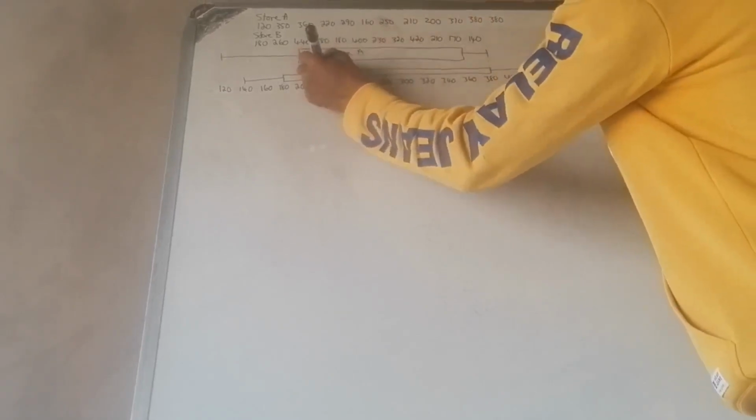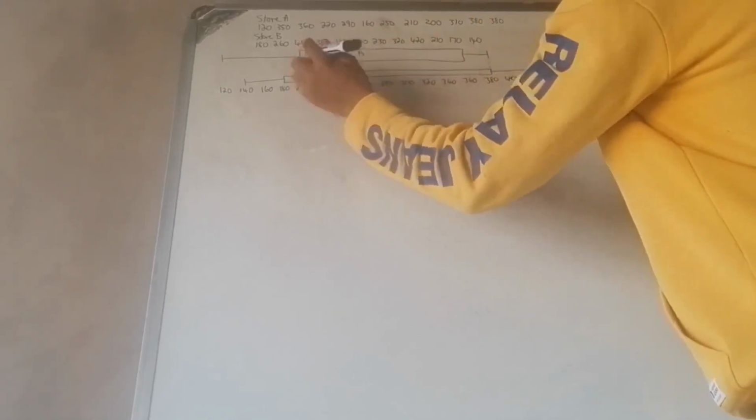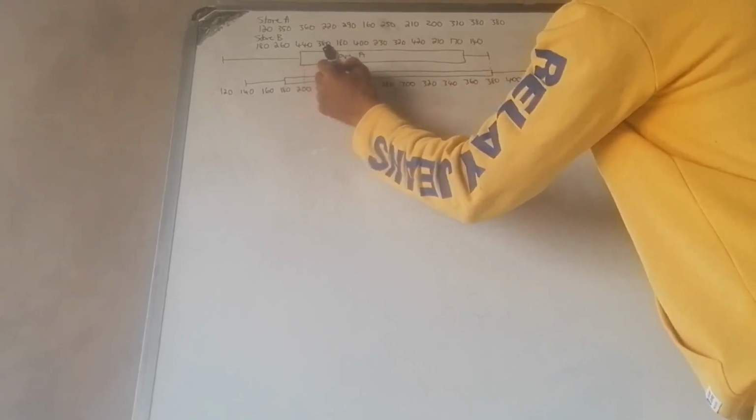This is store A, and this is store B. All right, so I'm going to explain what is happening there. Use the information above to answer the questions that follow. Now, what has transpired here?